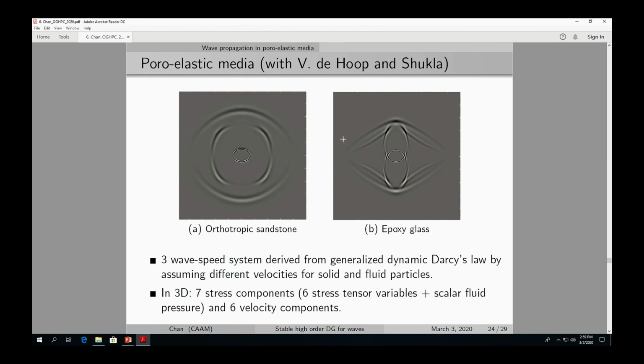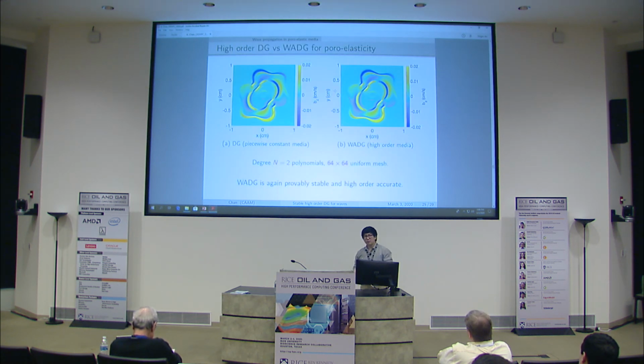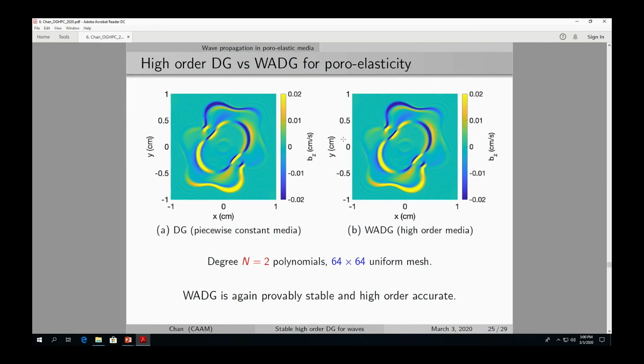And while this looks fairly normal for orthotropic sandstone, it turns out for complex materials like epoxy glass, you get some really weird refractory behavior. And it turns out that if you write this as a system of equations, the structure looks almost identical to that of just linear elasticity. So applying weight-adjusted DG to this was a straightforward extension. And what we found is that we get the same benefits. If we take a relatively fine mesh and a relatively low degree polynomial, then there's really not a big difference between using standard DG methods and weight-adjusted DG.